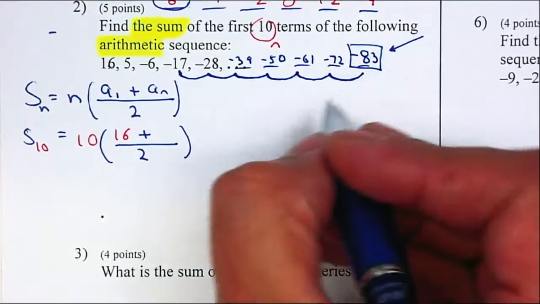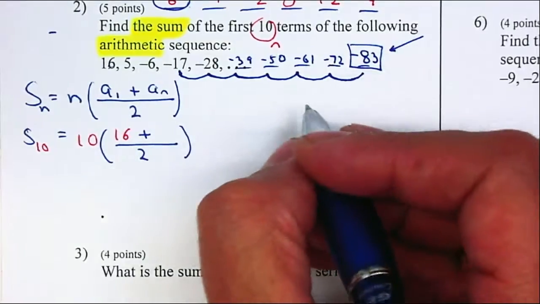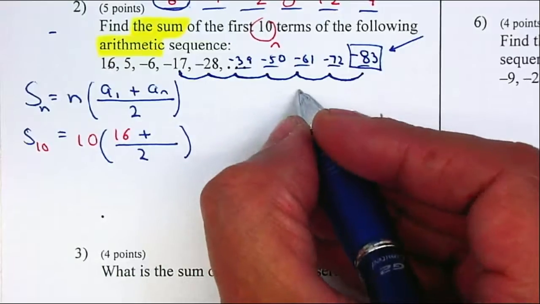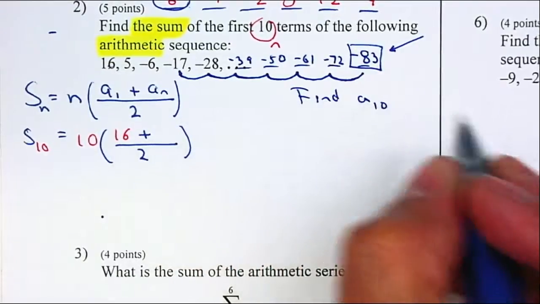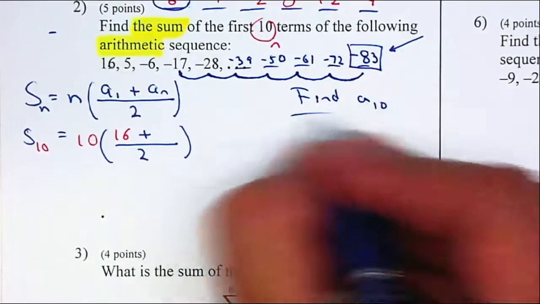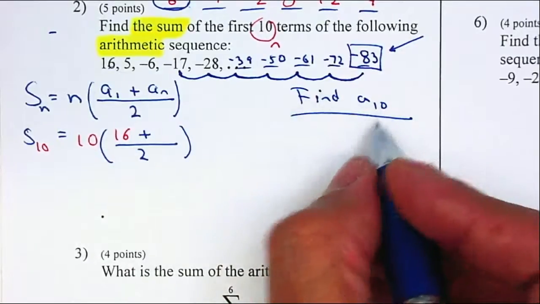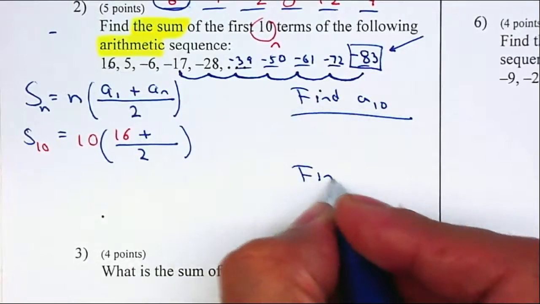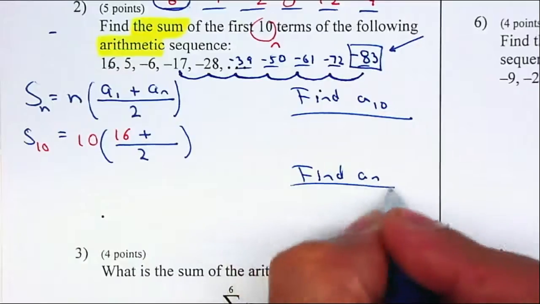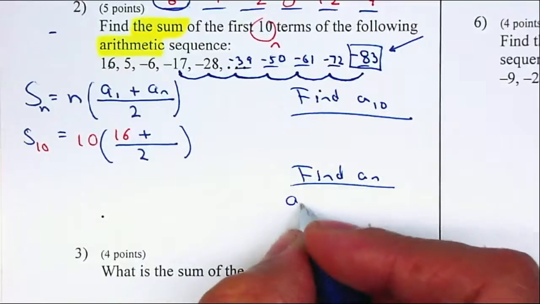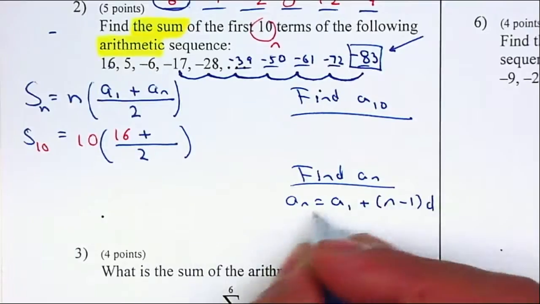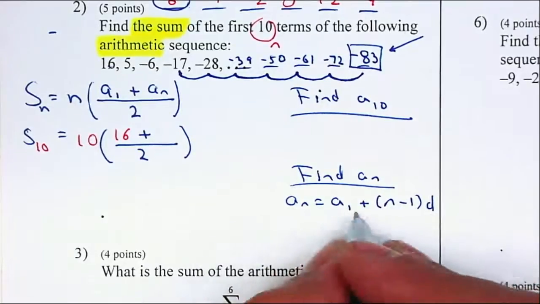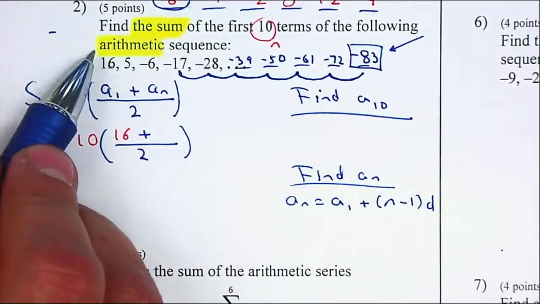But the way I need you guys to find out is to first find the equation. I need to find a sub 10, which will be the 10th number. In order to find a sub 10, I need to find the equation. So I need to find a sub n. Using a sub n, a sub 1 plus n minus 1 multiplied by the difference, using the n term of the arithmetic sequence, since this is arithmetic.